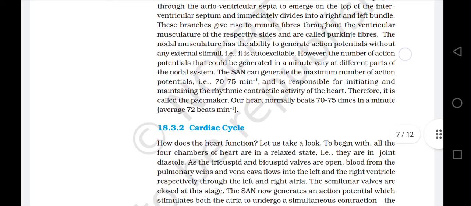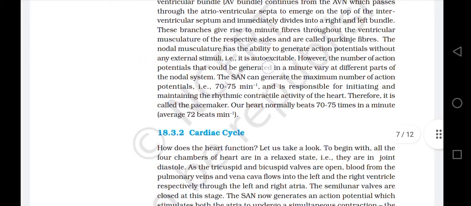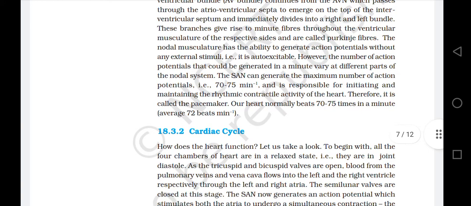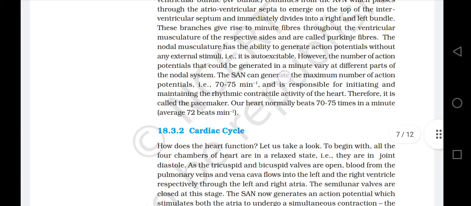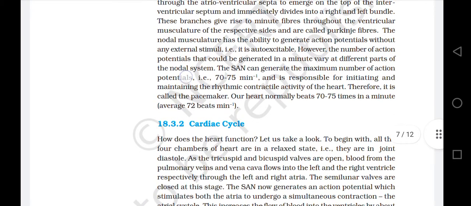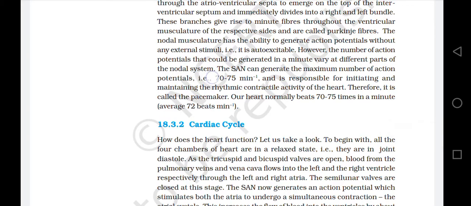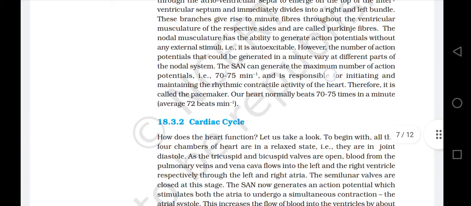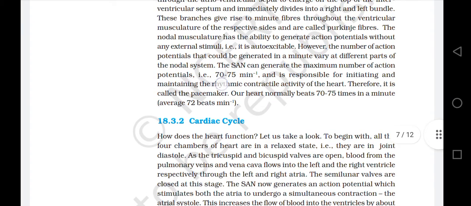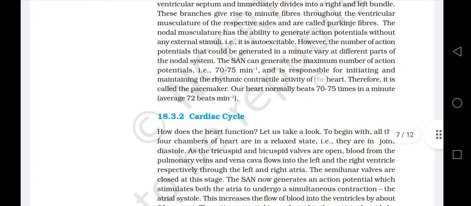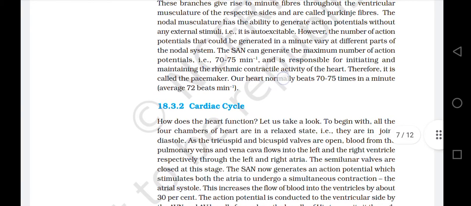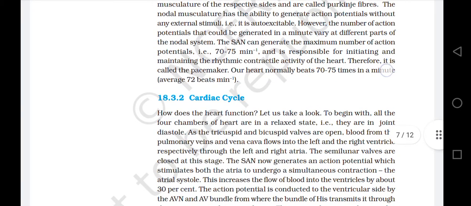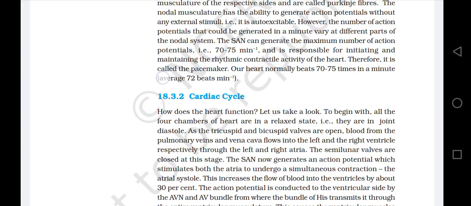However, the number of action potentials that could be generated per minute varies at different parts of the nodal system. The SAN, the sinoatrial node, can generate the maximum number of action potentials, that is 70 to 75 per minute, and is responsible for initiating and maintaining the rhythmic contractile activity of the heart. Therefore, it is called the pacemaker. Our heart normally beats 70 to 75 times in a minute, on average 72 beats per minute.